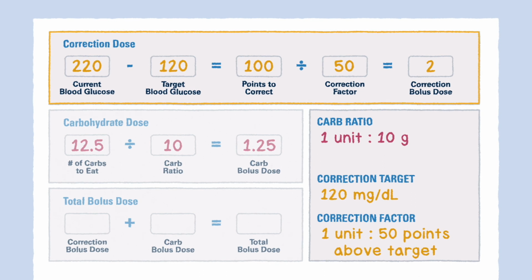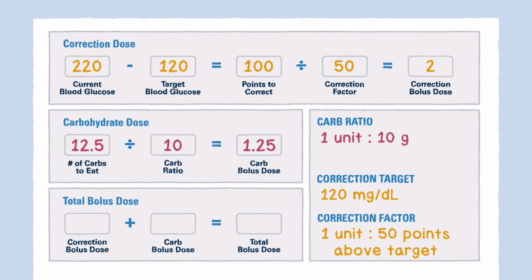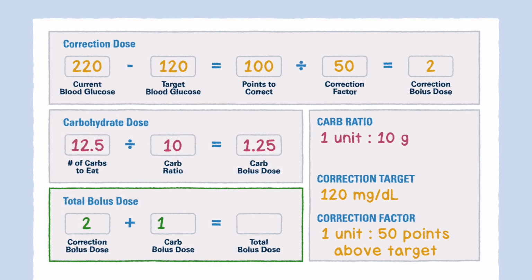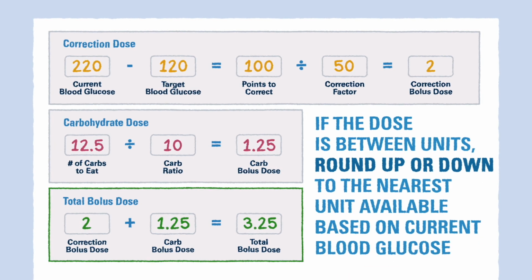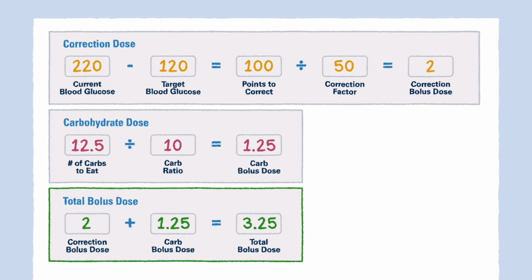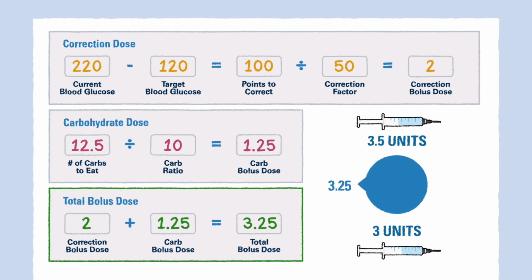So we should give 2 additional units to correct the high blood glucose in addition to the insulin given to cover the chips. The total for this snack would be 3.25 units of insulin. If you do the math for a bolus dose of insulin and get a result that is not possible to deliver, you should round the result up or down to the nearest available dose amount depending on your current blood glucose level. The child in this example should round 3.25 up to 3.5 units of insulin or round down to 3 units of insulin, depending on their current blood glucose level and expected activity level.